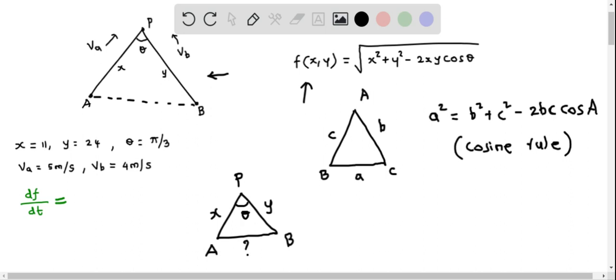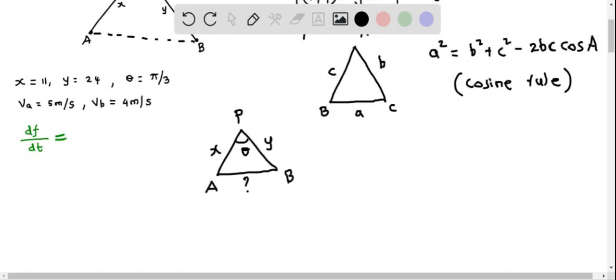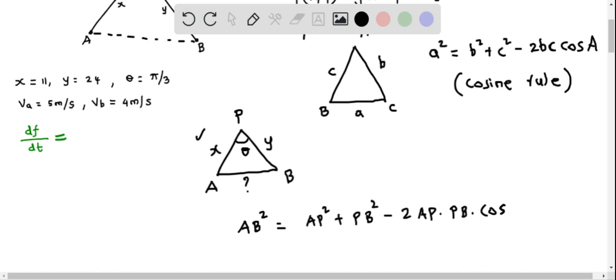So we can write down this AB when we apply the cosine rule. This AB represents the side length a according to this triangle ABC. So therefore we can write down this AB square, and this equals square of this side, that is AP square, plus PB square, minus 2 times AP times PB, and then cosine of the angle between the side lengths AP and PB, which is the angle theta. So we put it like this.